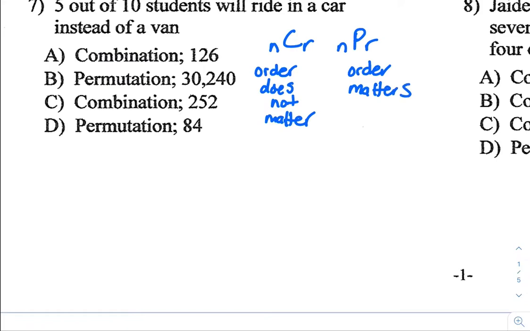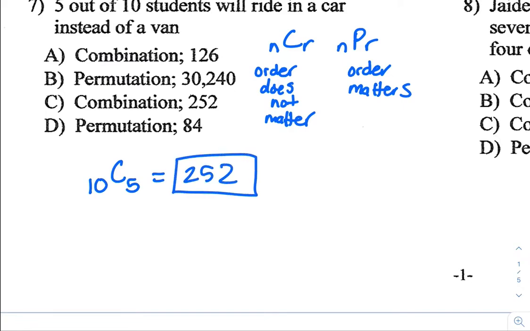Just a recap on that. So 5 out of 10 students will ride in a car instead of a van. There's no order or any specifics about it, so this one's going to be a combination. So 10 students, and you choose 5 of them. So 10 choose 5. When you put this into your calculator, what you should have gotten is 252, which would be C. So it's going to be a combination.